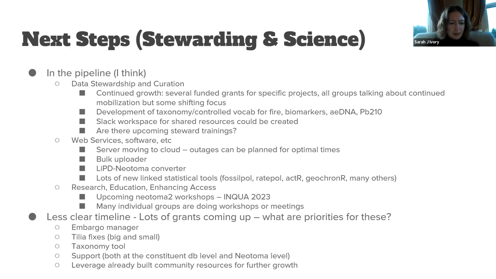Things that had a less clear timeline for next steps were things like the embargo manager, Tilia fixes, big and small. And I realized some of the things seem small, but the fixes themselves may not be small. So those are things to consider. A taxonomy tool and then support of all kinds. That was mentioned by almost all of the groups.